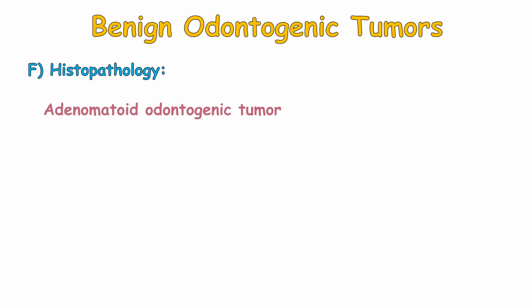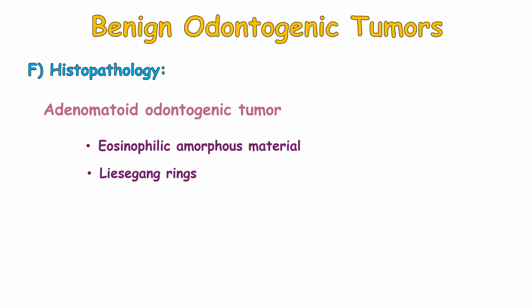Adenomatoid odontogenic tumor is also called the two-third tumor. Why? Because it has a two-third predilection for young female maxilla and is also associated with an unerupted tooth. In histopathology, it exhibits eosinophilic amorphous material, Liesegang rings, and hyaline rings. Hyaline ring duct-like structures are seen mostly in this tumor only.